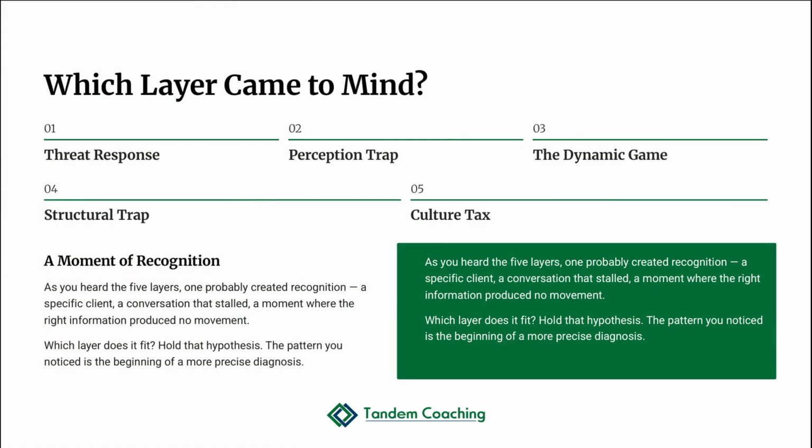Pause here. As I walk through those 5 layers, one of them probably created recognition. A specific client came to mind, or a conversation that stalled in a way you could not account for, where the right information produced no movement at all. Which layer does it fit? Form a hypothesis. The layer you just landed on is where a more precise diagnosis starts. Good.